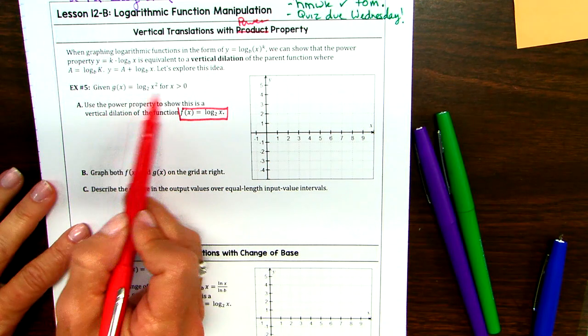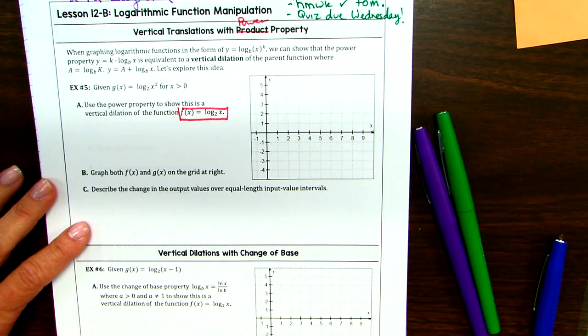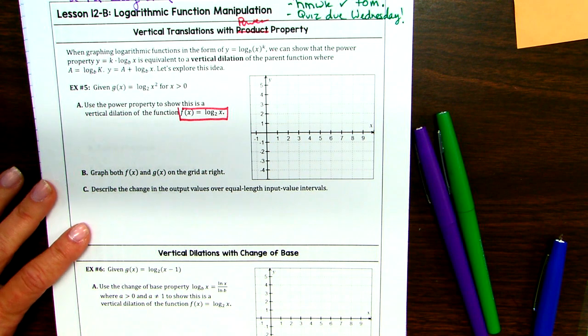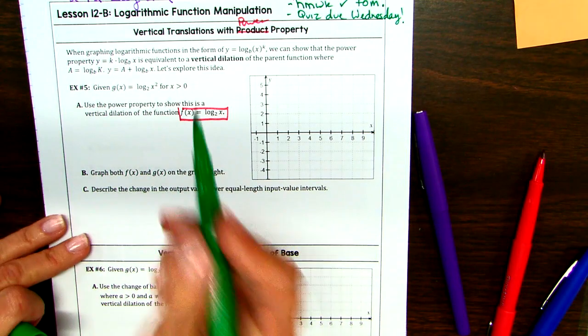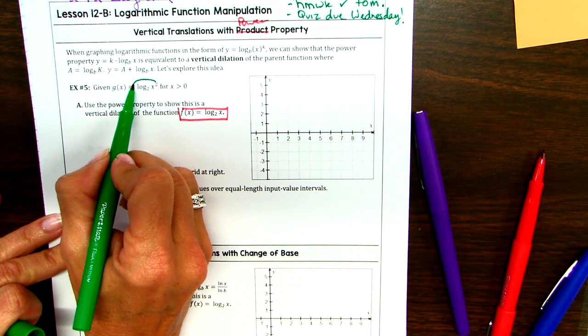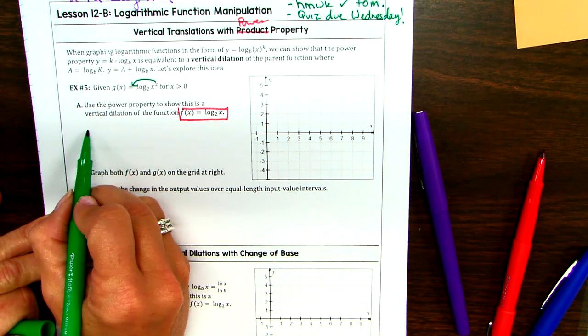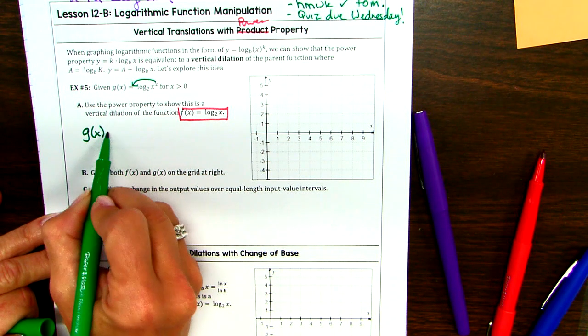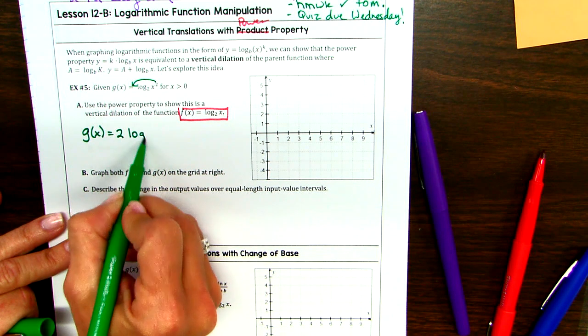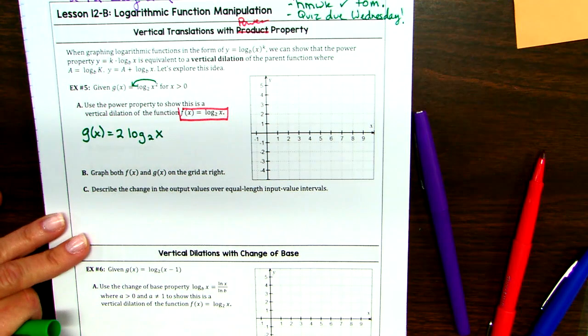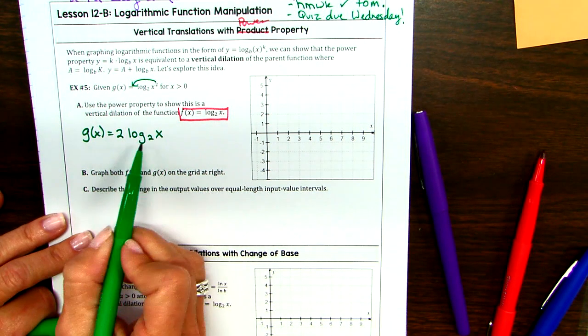So when I see something that I wouldn't be able to explain in transformation words, like I can't say this is left 4, up, and you'll see what I mean in a second, I know I'm going to apply a property to it. And the power property, we learned that an exponent gets written in front. So my new g of x is that. And I can explain what that means.